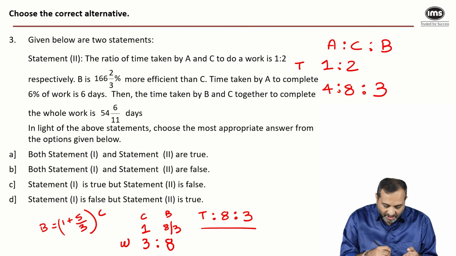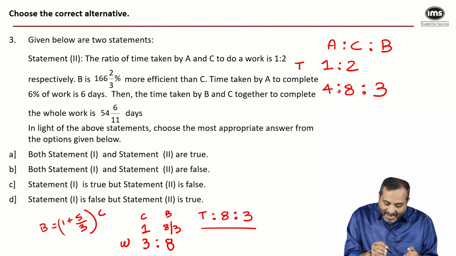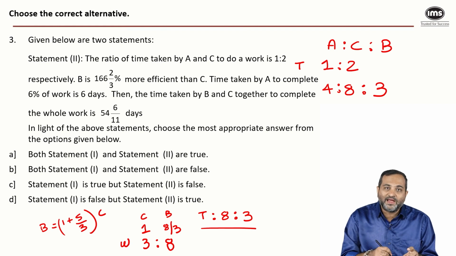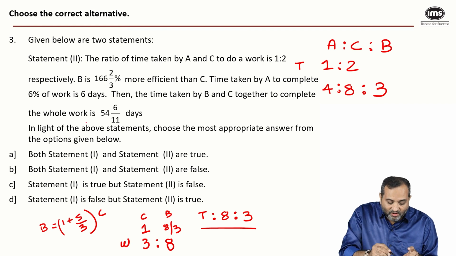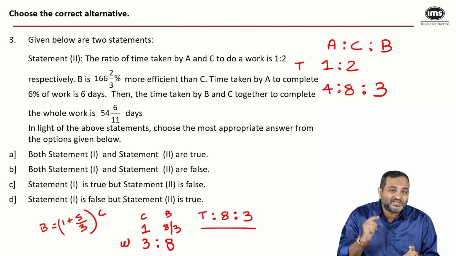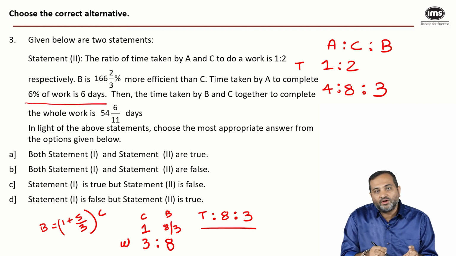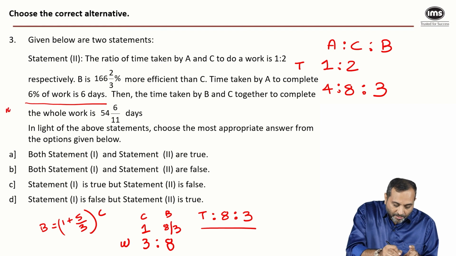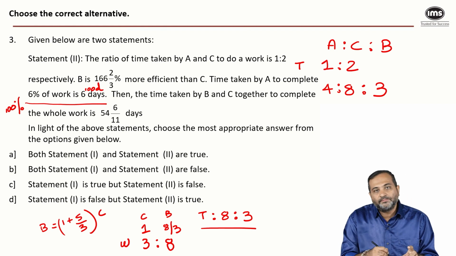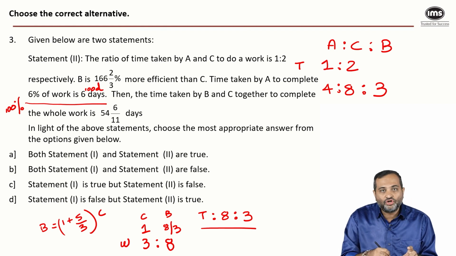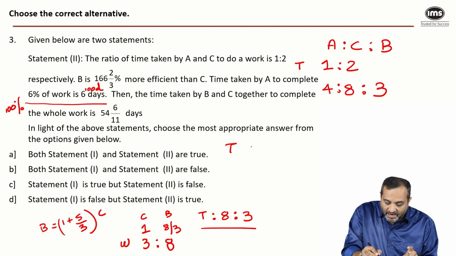Now, what does the question say? Question says the time taken by B and C together to complete the whole work is 54 6/11 days. That's what we have to check for. It's given that A can complete 6% of the work in 6 days. If A can complete 6% of the work in 6 days, that means 100% of the work can be completed in 100 days. Can I say this thing? So A is actually taking 100 days. So can I say time taken by A will therefore become 100.